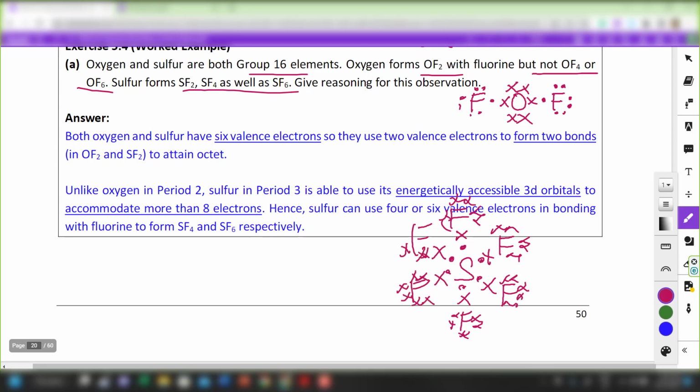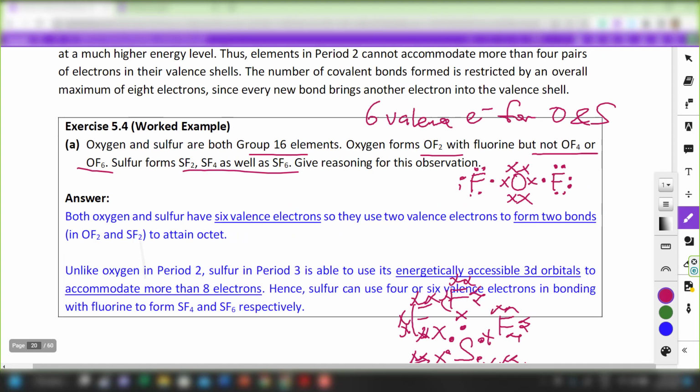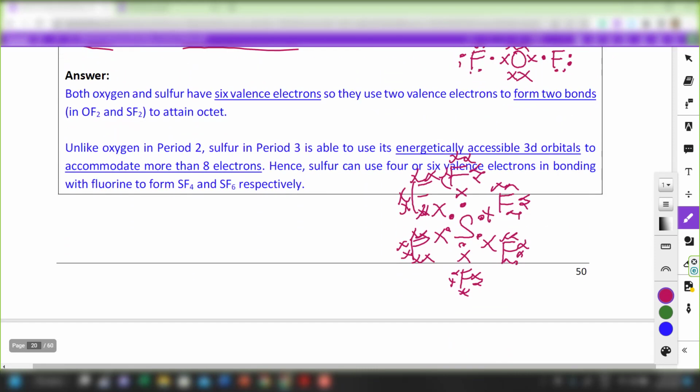If you ever need to draw the dot cross diagram, I don't think it's necessary, but if you just want to try it out, you may try it out. You may try to draw SF4. For SF4, there will be a lone pair of electrons around the sulfur center. The reasoning will be quite similar to what we have above for PCl5. Sulfur being in period 3, it has energetically accessible 3d orbitals to accommodate the extra electrons. So therefore sulfur is able to have more than 8 electrons in its outermost shell.